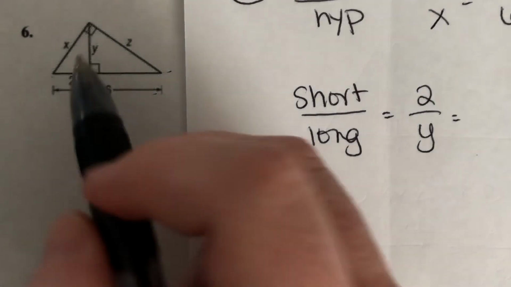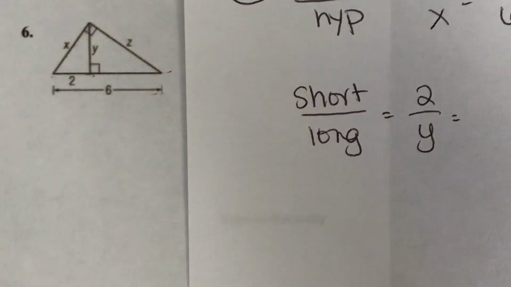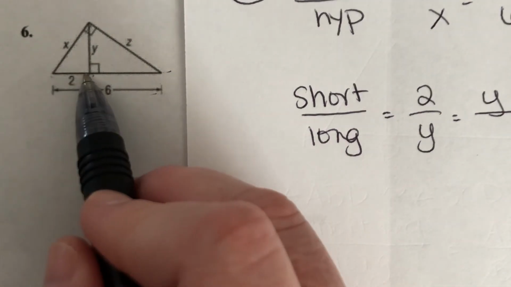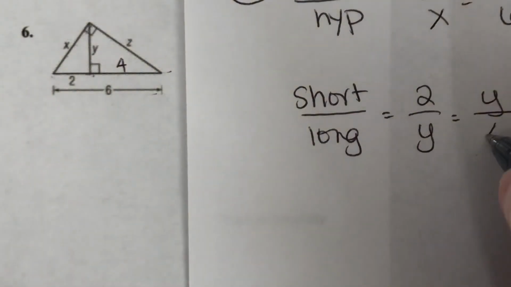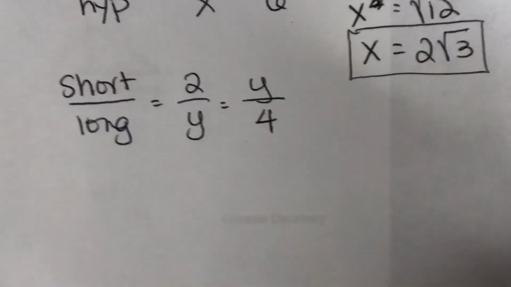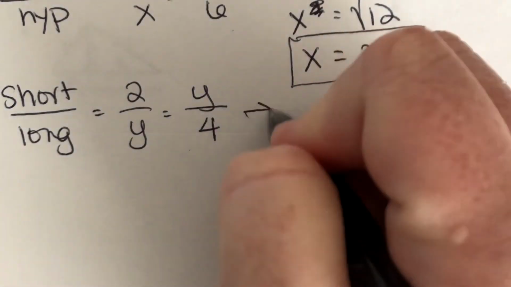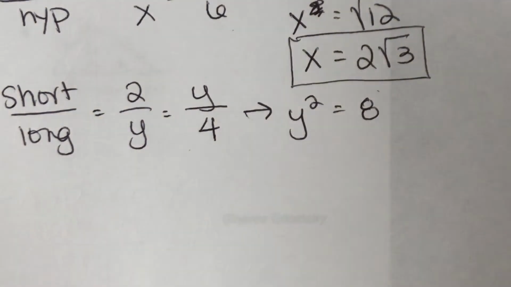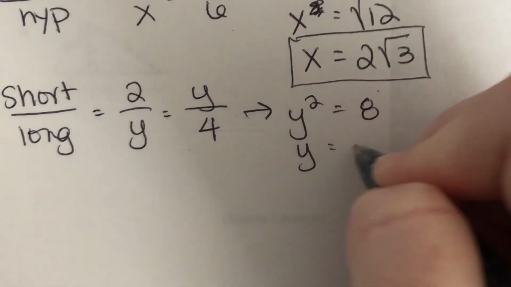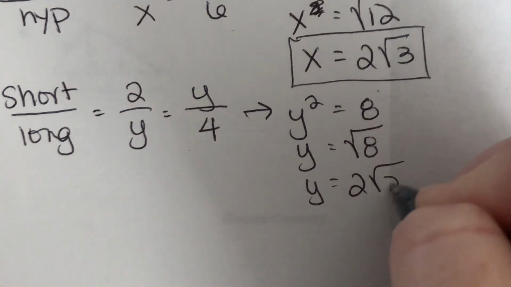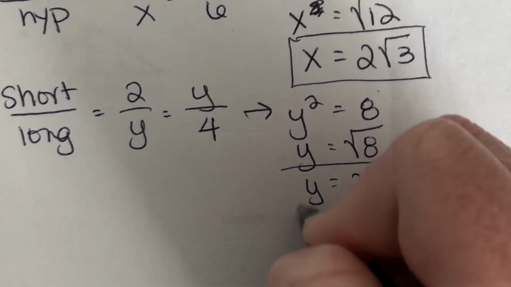In the bigger triangle, the short leg is y, the long leg is what? Well, I know the whole thing is 6, and I know this piece is 2, so 2 plus what equals 6? 4. So the long leg here is just 4. Then I just cross multiply. Y squared equals 2 times 4, which is 8. And I already found out that the square root of 8 simplifies to 2 square root of 2. I did that in one of the earlier problems as well.